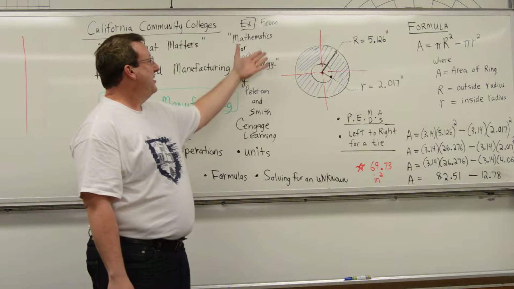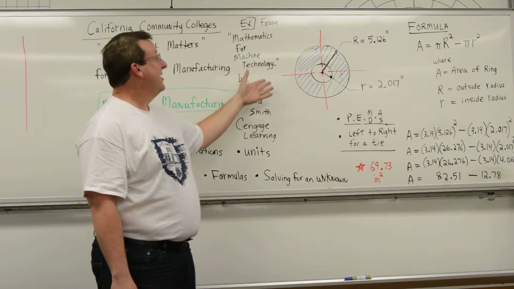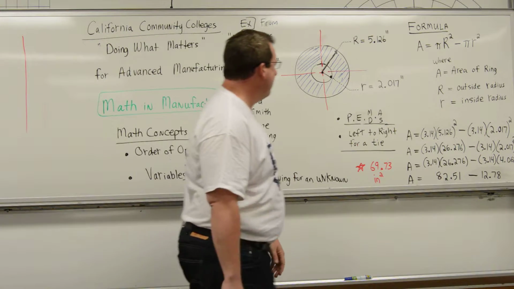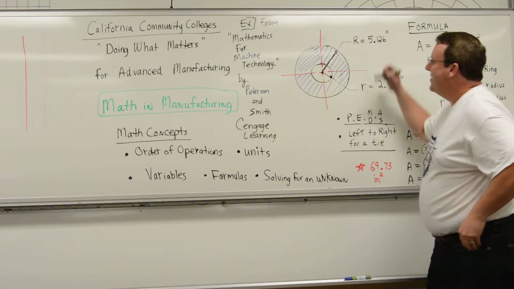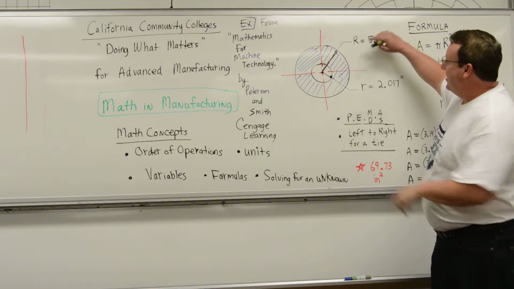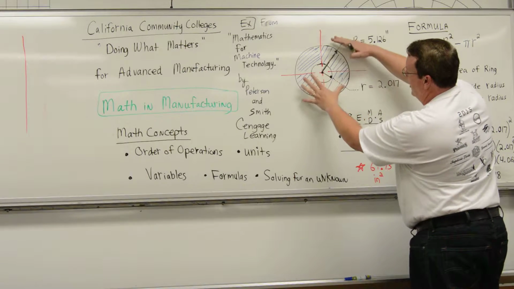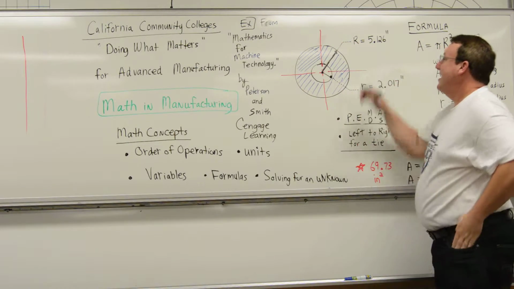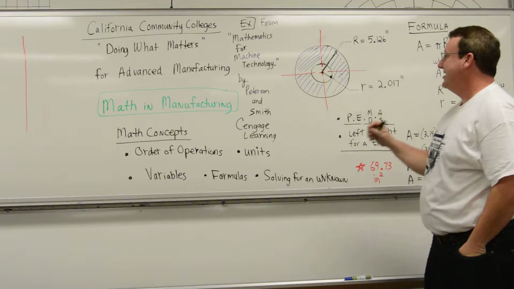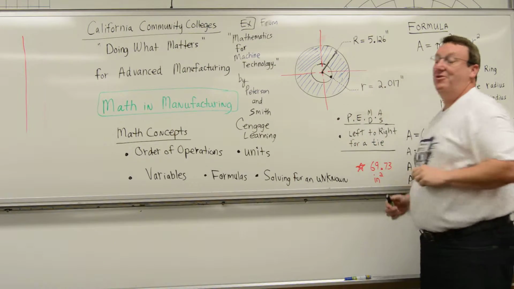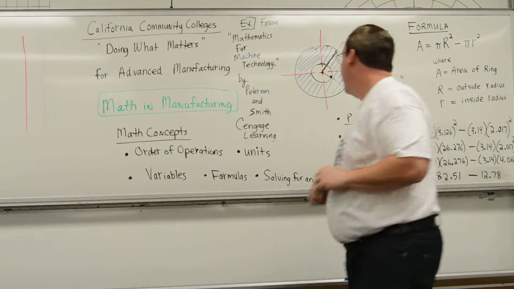And I want to make sure we know it's from a book called Mathematics for Machine Technology by Peterson and Smith. If we look at this ring, it has what they call an outside radius, or like the radius of the circle if it were whole, of 5.126 inches. And the inner circle has an inside radius of 2.017 inches.